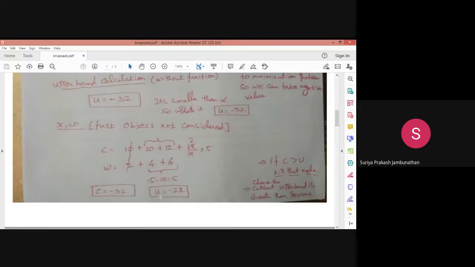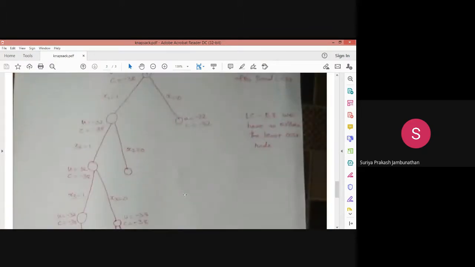Okay. In this case, you have to check one condition. If the cost is greater than upper bound, you have to kill the node. Okay. So here the cost is minus 32. The upper bound also minus 32. Both are same, so no need to do anything. Okay. So cost is equal to minus 32 and upper bound is equal to minus 32. That we are putting in the tree. Okay. So here we are substituting this value.